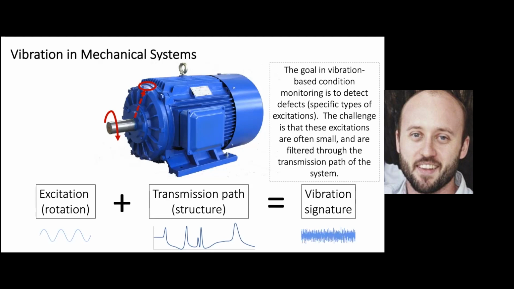But that excitation, we can't measure it directly. We're measuring it on a point farther away from it. And the signal that we eventually get is going to have additional characteristics to it based on that structure. So our goal then is essentially to find a needle in a haystack to sort through this signal and say, what is the excitation and how can we separate that and relate it to the health of the piece of machinery?